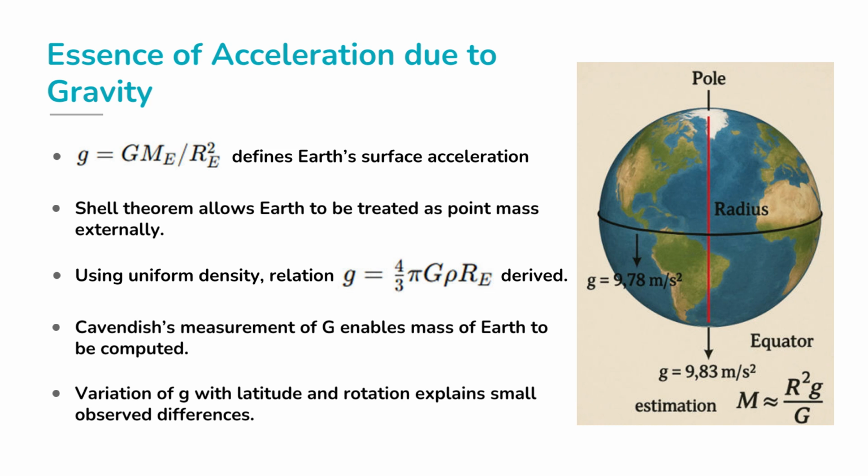Acceleration due to gravity is defined as g equals G m e over r e squared. Thanks to the shell theorem, we can treat Earth like a point mass for these calculations. By linking density and radius, we got another formula, g equals 4 by 3 pi G rho r e. Cavendish's measurement of G then allowed us to calculate Earth's mass, nearly 6 times 10 to the power 24 kilograms. And don't forget, g varies slightly with latitude because of Earth's shape and spin.